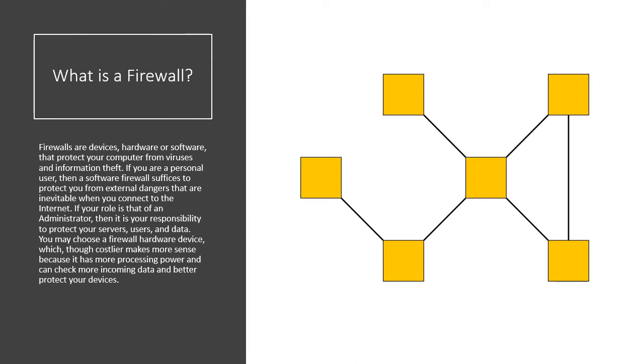What is a firewall? Firewalls are devices, hardware or software, that protect your computer from viruses and information theft. If you are a personal user, then a software firewall suffices to protect you from external dangers that are inevitable when you connect to the internet. If your role is that of an administrator, then it is your responsibility to protect your servers, users, and data. You may choose a firewall hardware device, which, though costlier, makes more sense because it has more processing power and can check more incoming data and better protect your devices.